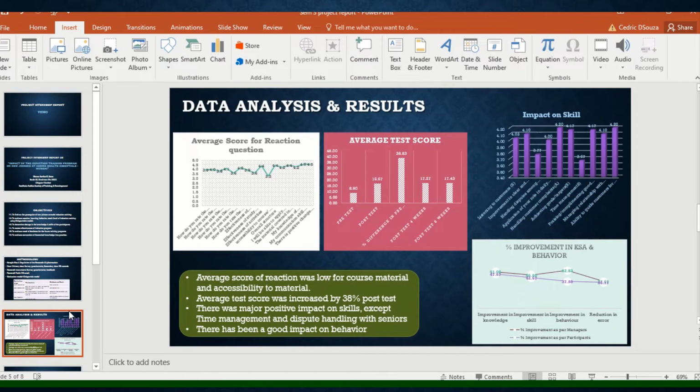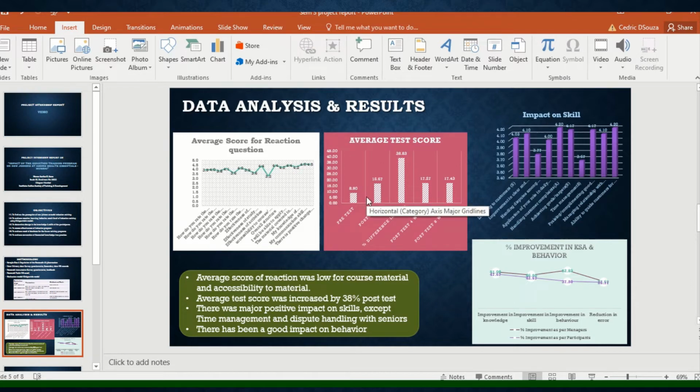So data analysis and results were as below. In this first image, which shows our average score of reaction questions, we asked them 15 questions, and the result that we obtained is that most participants had given a 4 plus rating for most questions that we asked on a Likert scale from 1 to 5. But the rating was low for course material and accessibility of the material, as we had given them a PowerPoint presentation, either hard copy or soft copy, but we had never used any database.